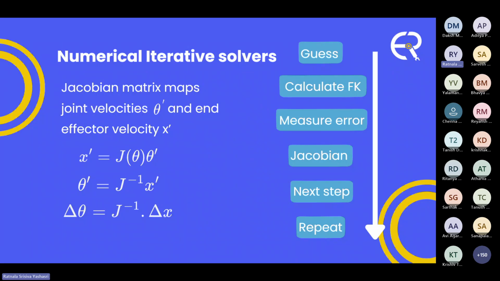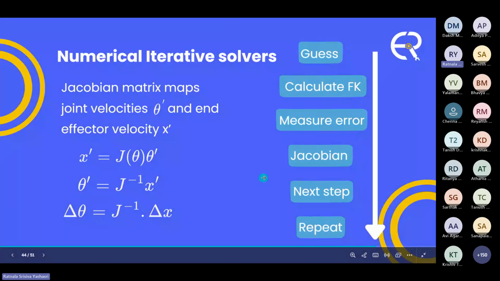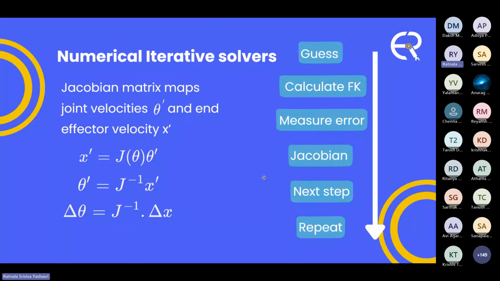So you have predefined libraries like MoveIt for ROS and IKPY that implement this for you. They go over this loop thousands of times and give you the final joint angles.